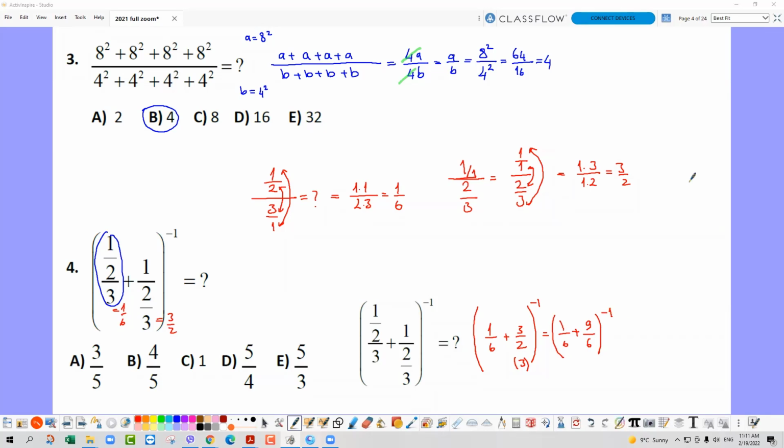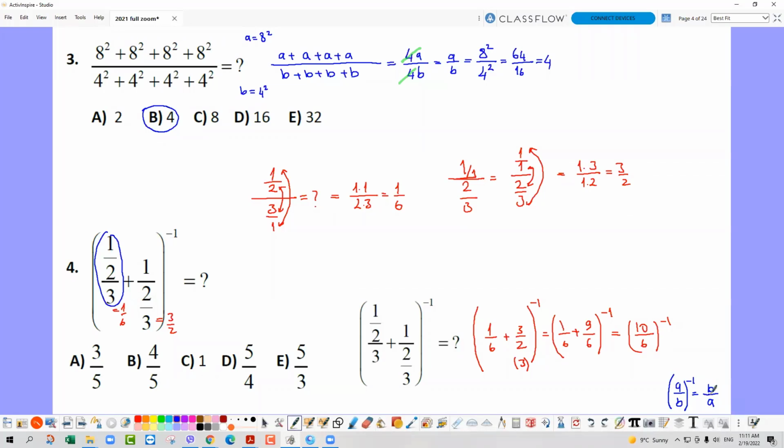And here, since the denominators are the same, 10 divided by 6 to the power of minus 1. Here I forgot to add the rule, and I'm writing the rule here. A over b to the power of minus 1. When the power is negative in fractions, you can switch the numerator and denominator. So it's going to be b over a. There's no parenthesis here.